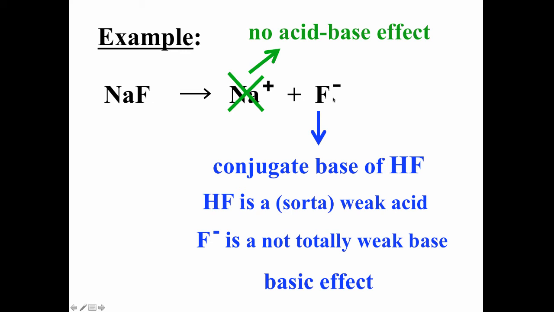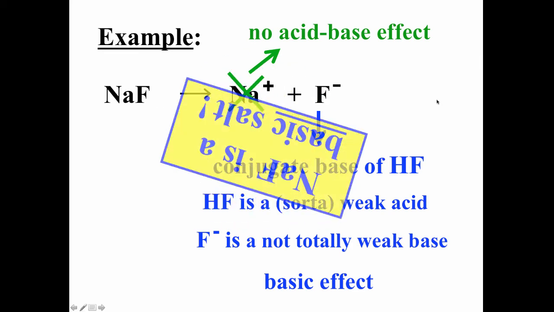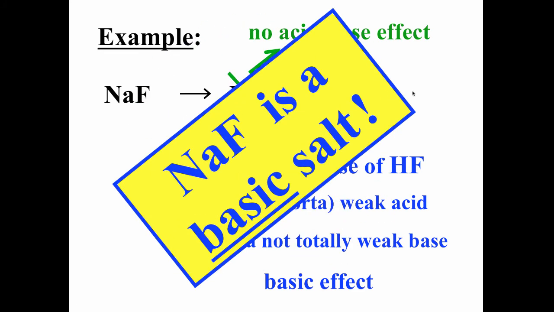And if you think back to what we've done before with things like F minus, how it has a basic effect, F minus can react with water, pull an H plus off of the water to make HF, the weak acid, hydrofluoric acid, and when it does that, it leaves behind an OH minus, therefore a basic solution, OH minus in it. So NaF is a basic salt because it contains a conjugate base of a not completely strong acid.